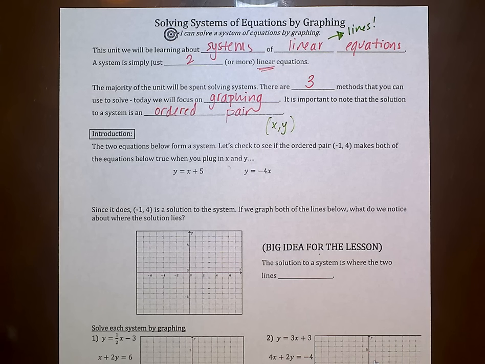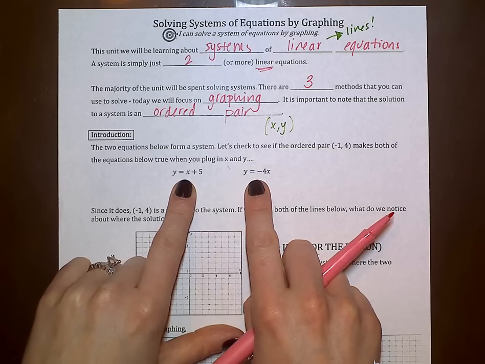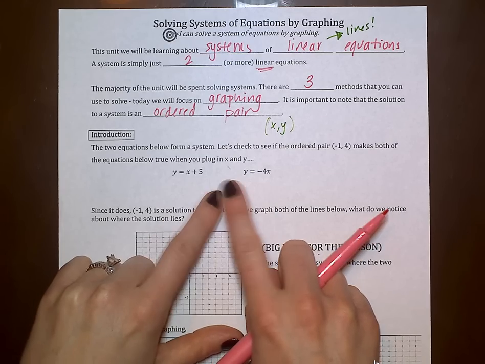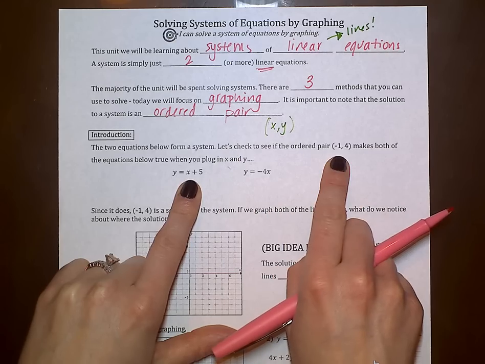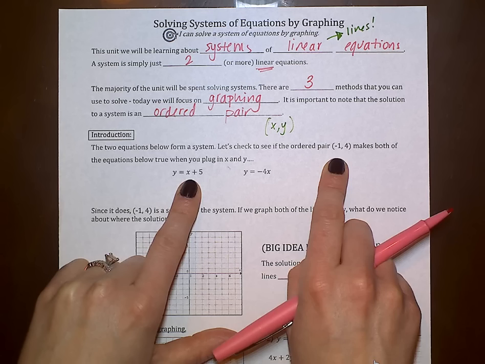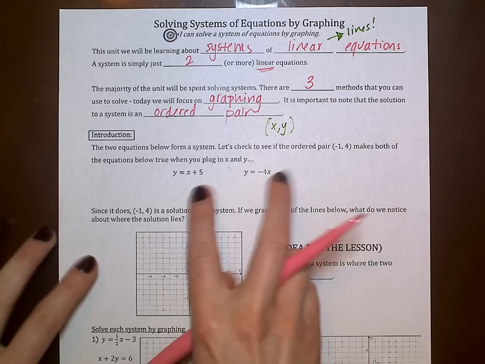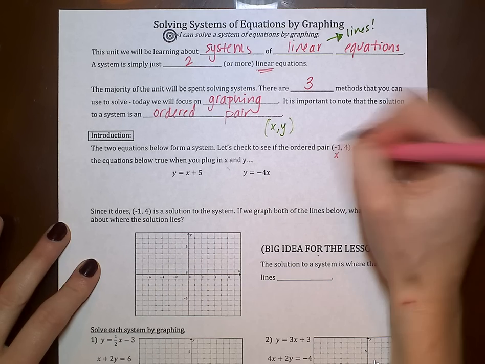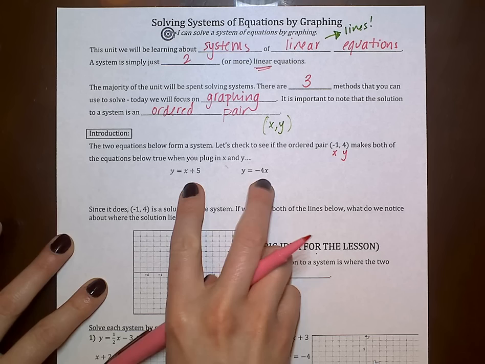So let's introduce it by looking at this system right here. These 2 linear equations, they're both lines. If I put them together, it's called a system. Now let's check to see if the ordered pair, because I know answers are ordered pairs, works: -1, 4. And what I mean by works is it makes both of them true when you plug in -1 for x and 4 for y. So let's do that in both of them and see if it makes them both true.